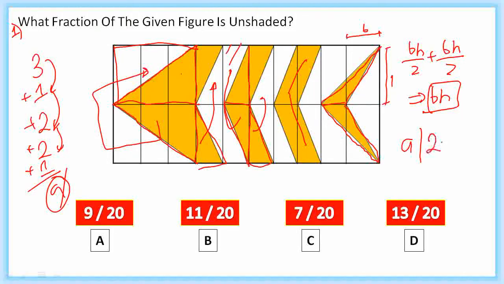And out of 20, because 2 into 10 is 20. So this is the fraction of shaded parts, but we have to figure out the unshaded parts. So in this case, B will be the answer, 11 upon 20.